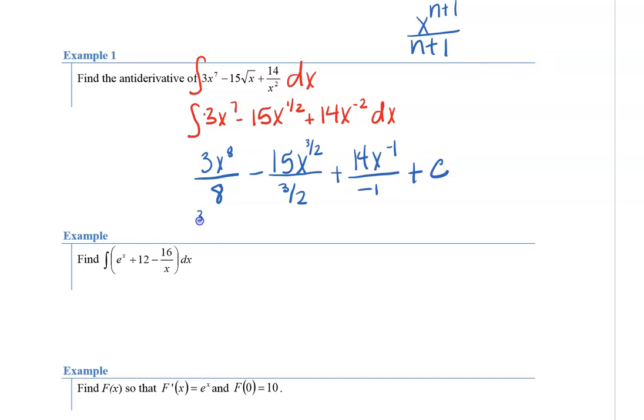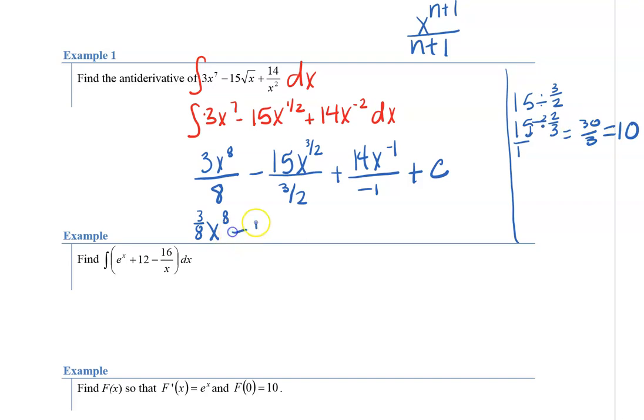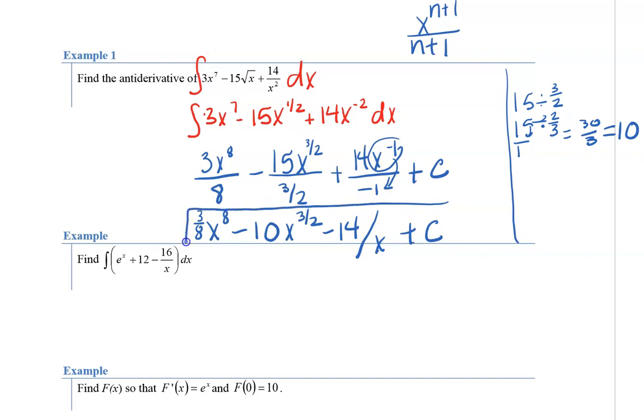So now I'm going to clean this up. This gives me 3/8 x to the 8th. 15 divided by 3/2. Let's come over to the side and do a little bit of math here. 15 divided by 3/2. You want to keep it, change it to multiplication, and flip that fraction. So keep it, change it, flip it, or multiply by the reciprocal. Multiplying across, that would give you 30 over 3, which reduces to 10. So it would be minus 10 x to the 3/2 minus 14 over, I'm going to go ahead and put this underneath, x plus c. And so that would be the antiderivative of the original function.